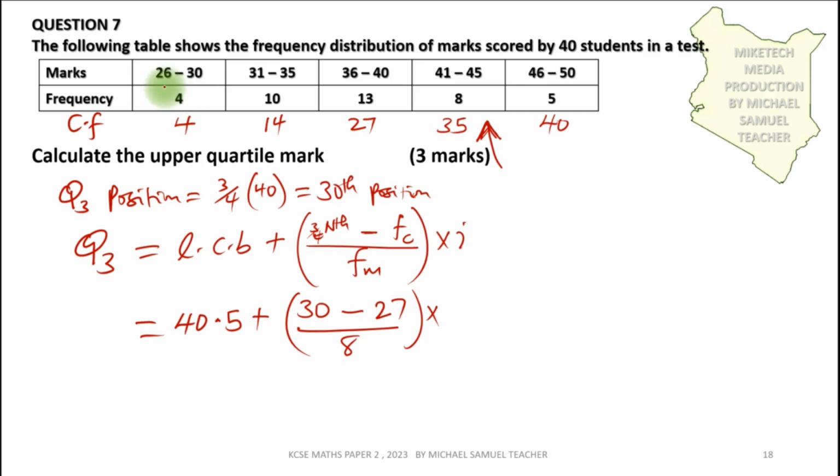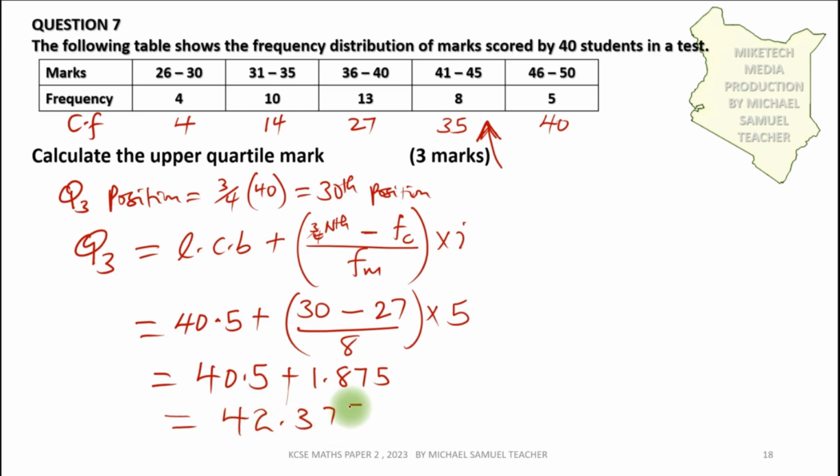If you look clearly, 31 minus 26, that is 5, so the class interval is 5. So this will be 40.5 plus 30 minus 27, that is 3/8 times 5, we get 1.875. Therefore, if we add together, we get 42.375 marks. So that is the upper quartile mark.